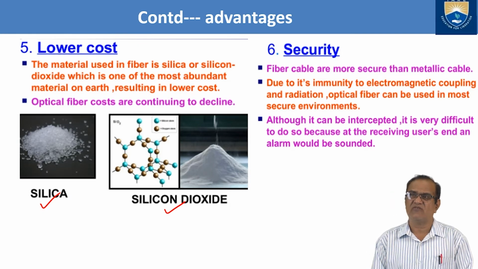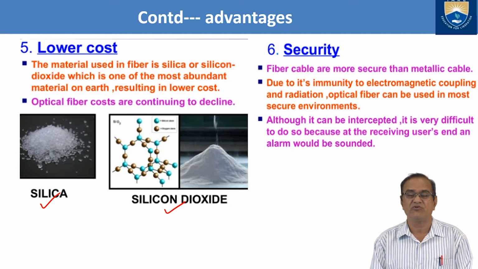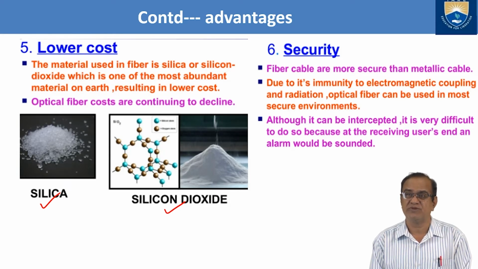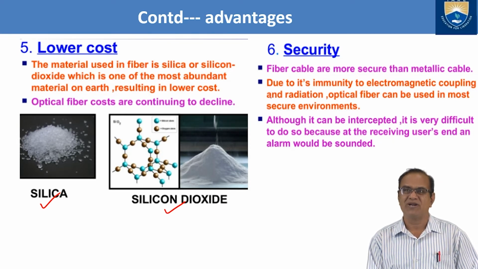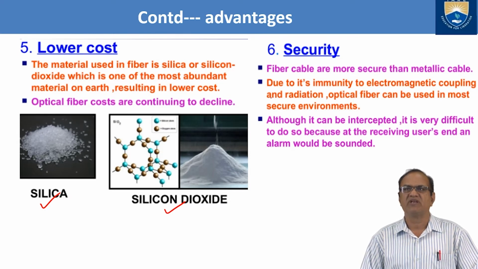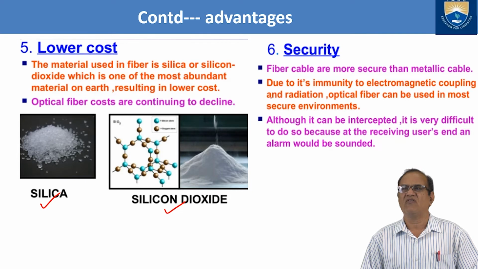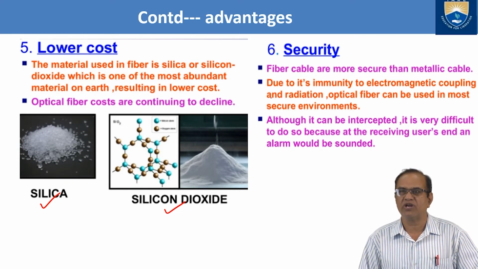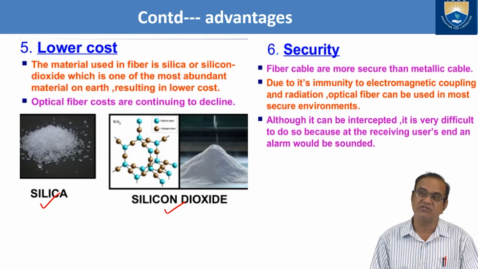Next point is security, especially for the defense forces, and for personal use also security is very important. Any communication should be properly safe and secure. So fiber cables are more secure than metallic cable due to their immunity to electromagnetic coupling and radiation. Optical fibers can be used in the most secure environments. Although it can be intercepted, it is very difficult to do so, because at the receiving user's end an alarm would be sounded. So here also some alarm will be sounded.